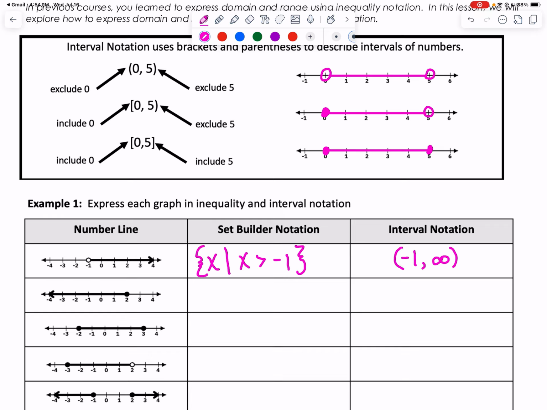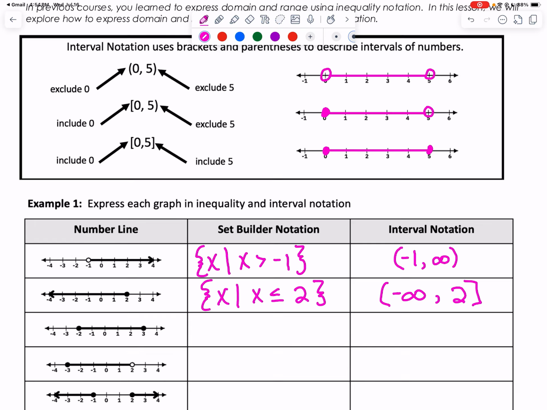In our second example, we have all the numbers that are less than or equal to +2. So for set builder notation, we'll say the set of all x's such that x is less than or equal to, because the 2 is included, 2. For interval notation, our smallest number is going to be -infinity. Our largest number is 2. The 2 is included, so it gets a bracket. And remember, -infinity and infinity always get parentheses.